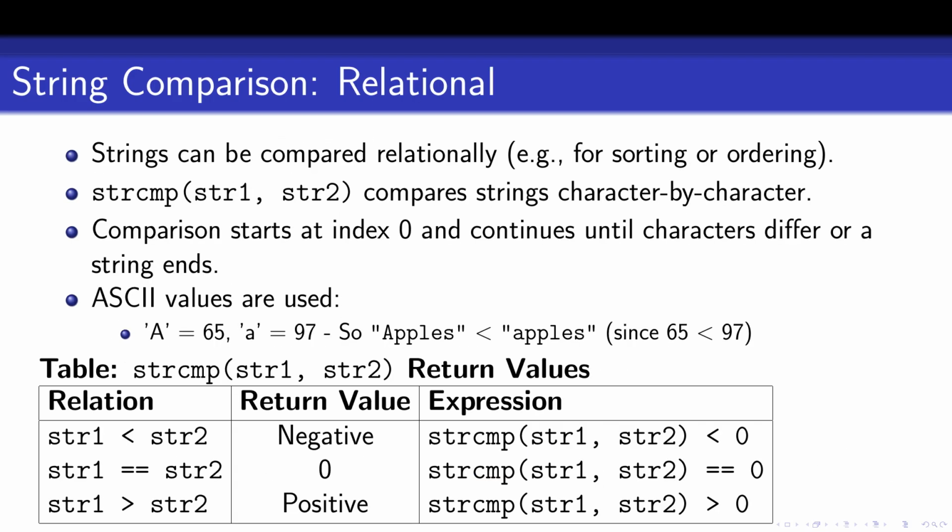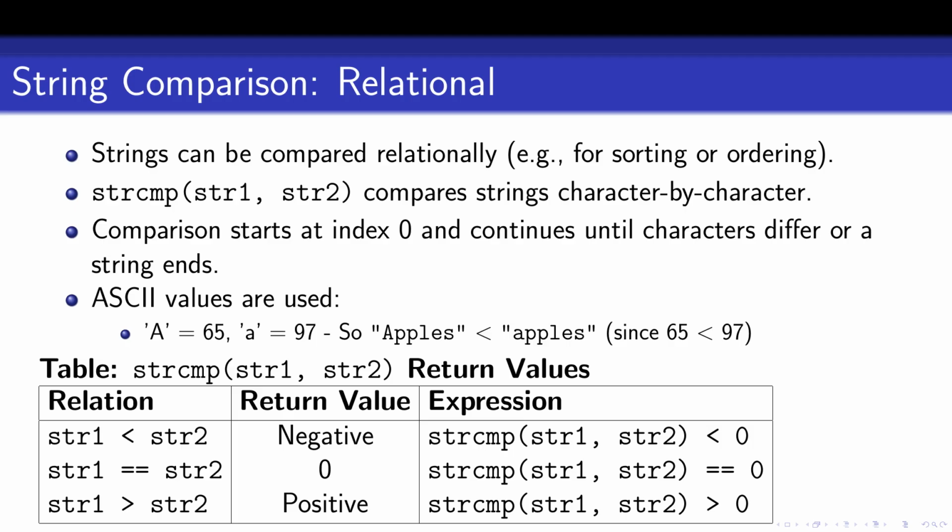Relational string comparisons are also handled with strcmp, but instead of checking for equality, you're checking whether one string comes before or after another alphabetically. The function returns a negative value if the first string is less than the second, a positive value if it's greater, and 0 if they're equal. This is useful for sorting strings or checking order, like determining whether apple comes before banana.